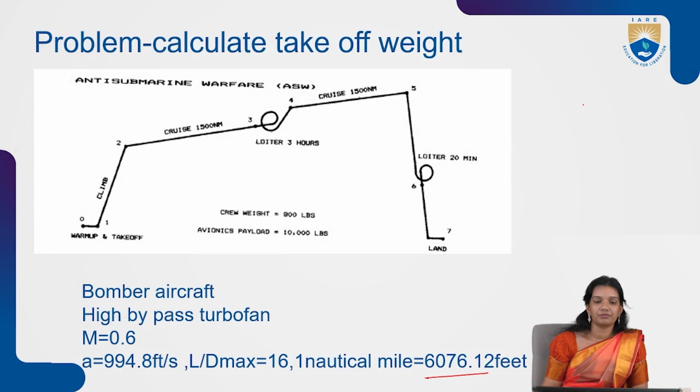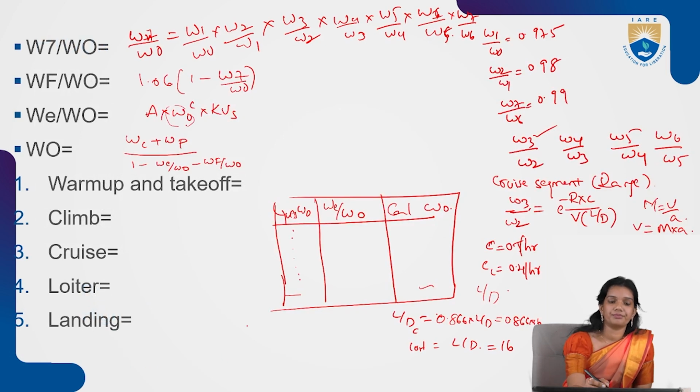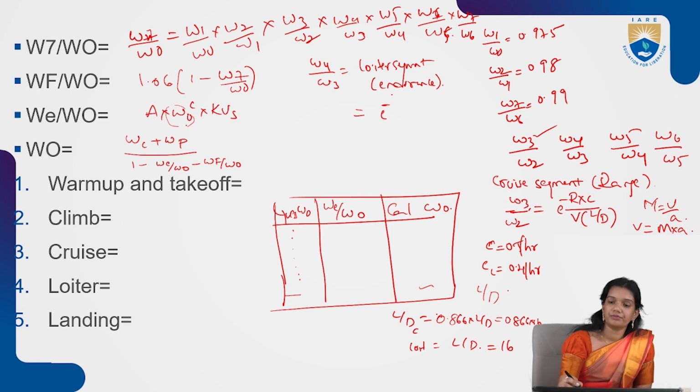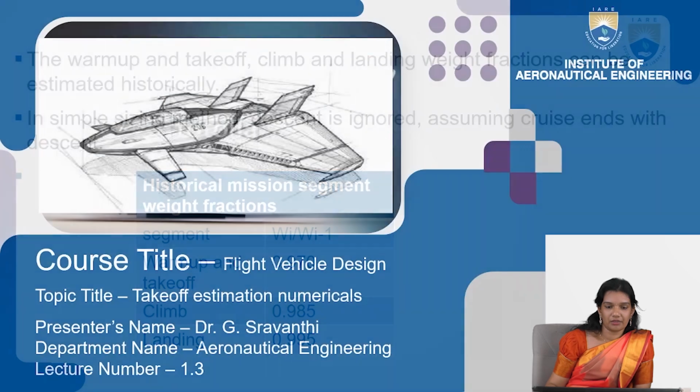Then what is 4 by 3? My 4 by 3 is loitering for 3 hours. So 4 by 3 is nothing but your loiter segment, and the loiter segment is nothing but endurance. We have already covered the endurance formula in the previous classes. It is going to be the exponential of minus, not range, because there is not going to be a range, so it is simply minus C by V into L by D. Correct. Let's go back and see the formula.